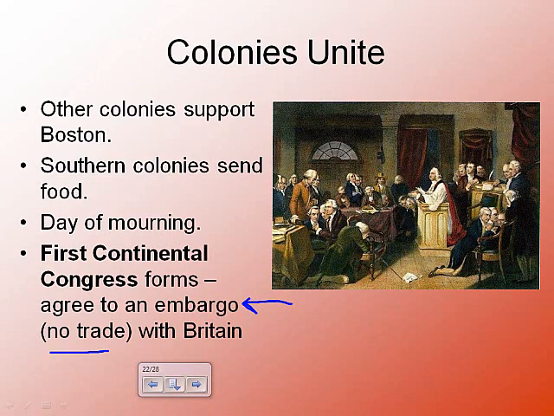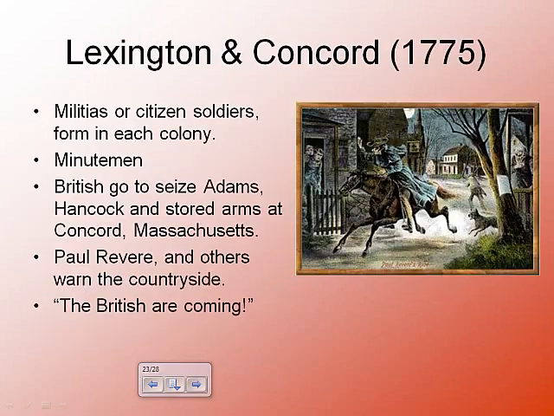The first real skirmish is going to be considered Lexington and Concord. It was 1775. Militia, or citizen soldiers, formed in each colony. They're known as Minutemen because they could be ready at a minute's notice. The British go to seize Sam Adams, Hancock, and stored arms in Concord, Massachusetts, which is a couple miles outside of Boston. And you hear that fable of Paul Revere and others warning the countryside that the British are coming.